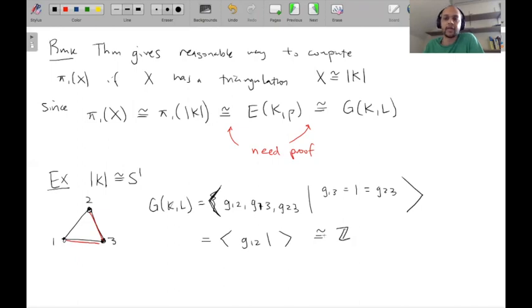So notice how quick that was compared to how long it took us to prove the fundamental group of the circle is Z last week. But of course, it's not super quick, because it's going to take us a lot of work to prove these theorems. But at the end of the day, once you know these theorems, this is a quick way to do some computations.